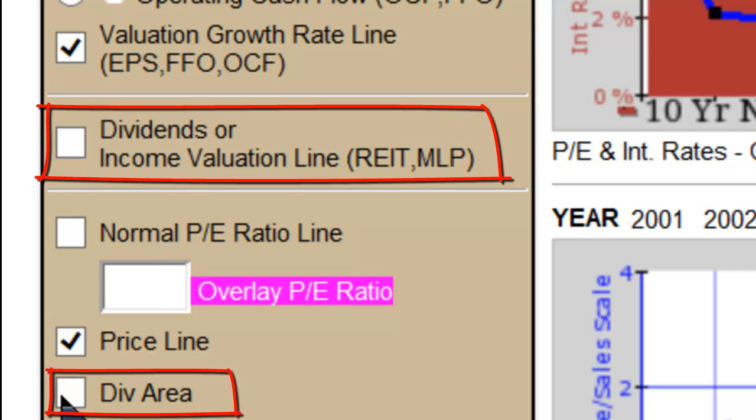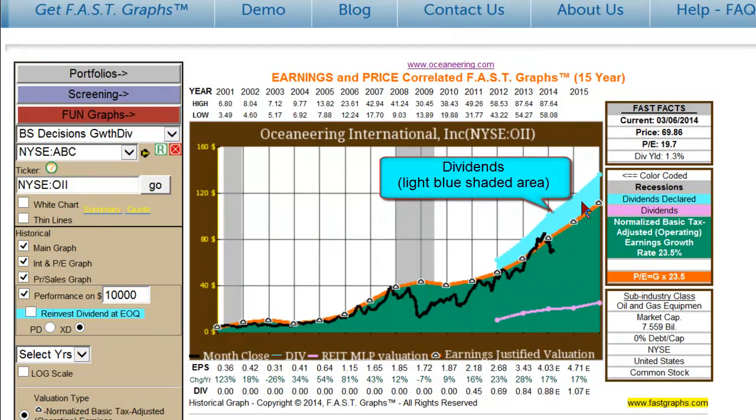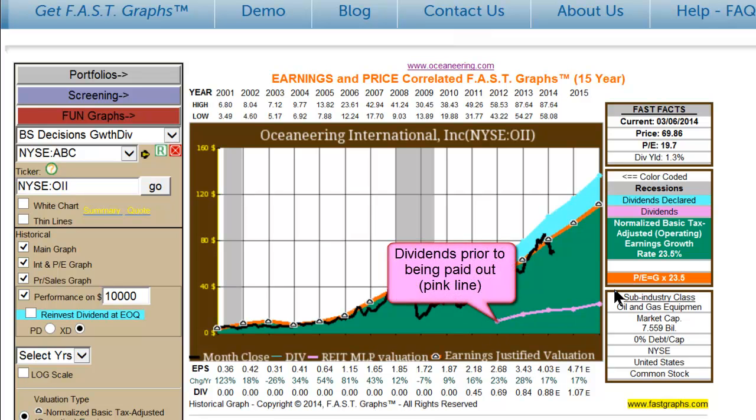Next, I will check the dividend area boxes, which will first show dividends, if any, as a light blue shaded area stacked on top of earnings after they are paid out to shareholders. Simultaneously, FAST graphs draws the pink line within the green shaded area, which represents dividends prior to being paid out to shareholders. There are important reasons why FAST graph presents dividends in both formats.